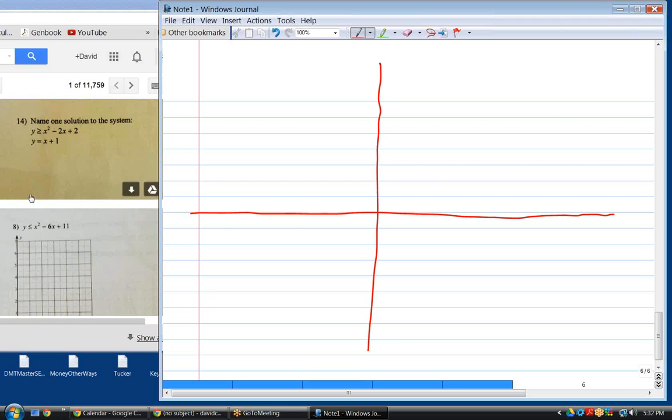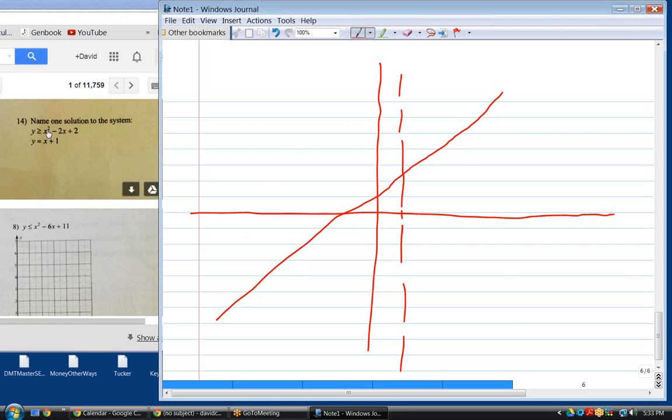Well, here's the line. The second line is this. It has a slope of 1 and goes through y equals 1. And this, let's see, where is the vertex on that? It's 2 over 2, so it's at 1. So the line of symmetry on that parabola goes through that.